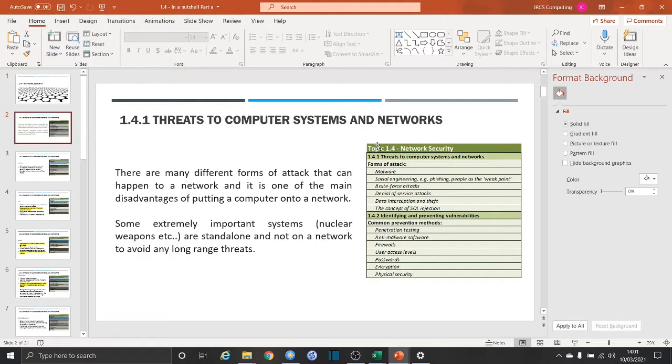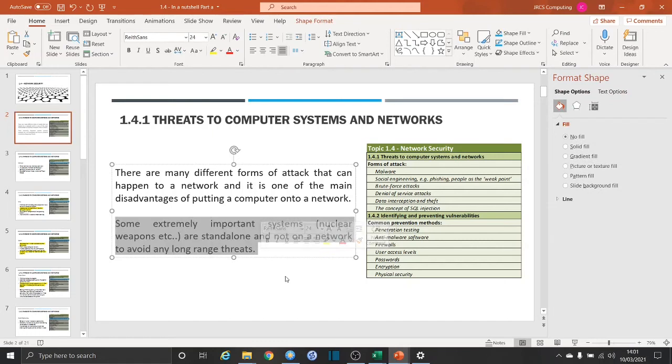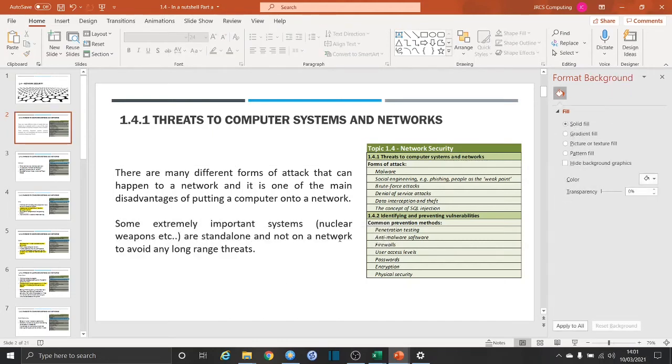So there are lots of different types of attacks that can happen to a network. Obviously, the minute you put computers on a network, you are reducing their security because you're allowing more points of access to that data. So that is one of the flaws of a network, but obviously you do get a lot of good things out of networking. But some extremely important systems, like nuclear weapons and other things you just can't have hacked, are often standalone, and they're not on a network to avoid any long-range threats at all. So to be attacked, someone would have to physically go to the system, which obviously is a lot easier to protect.